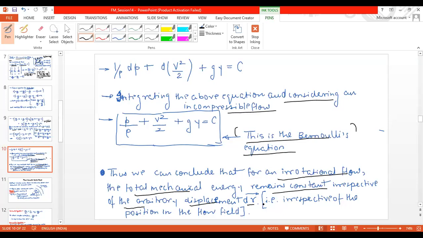So many a times you will find that in many books, people simply say that if the flow is ideal, then the mechanical energy is going to remain constant. They don't use any other word, steady, incompressible, irrotational. They never use any other word. They simply say that the flow is ideal. So if the flow is ideal, that means the flow is steady, inviscid, incompressible and irrotational. And simply they say that the total mechanical energy is constant.